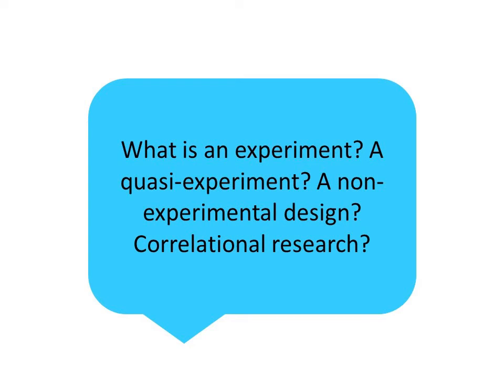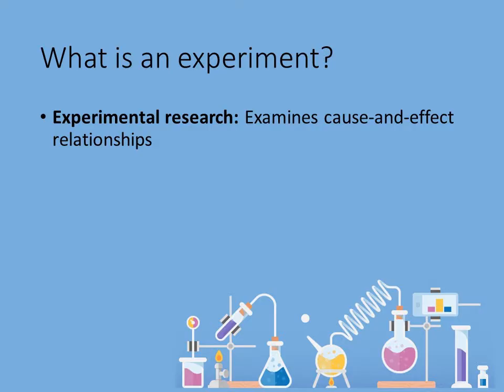Now that we've covered the basics of research designs and research methods, I want to take a closer look at experiments, quasi-experiments, and non-experimental designs like correlational research in part 3 of this lecture. True experimental research allows us to study cause and effect relationships, although not perfectly.